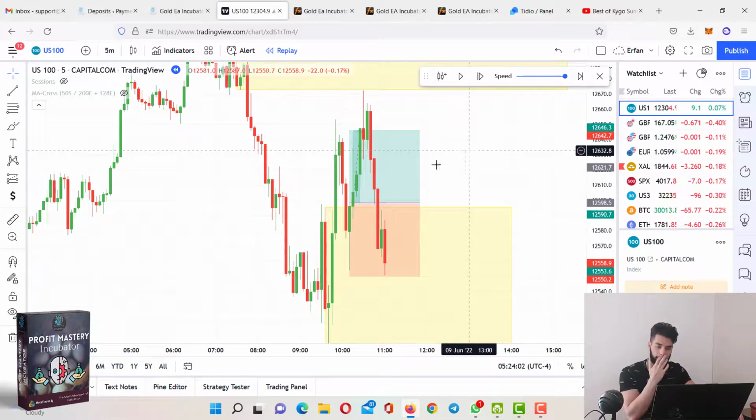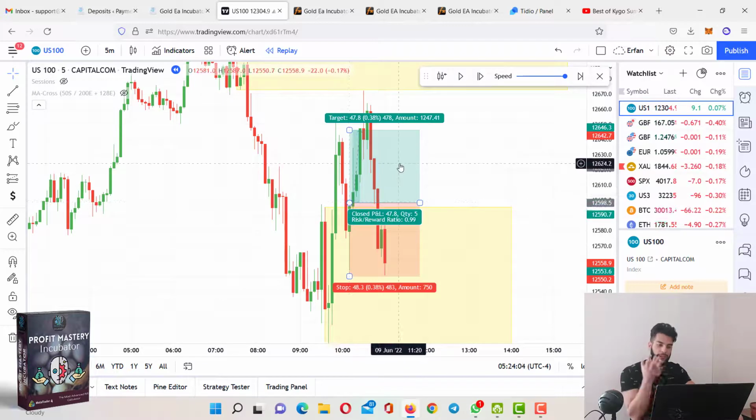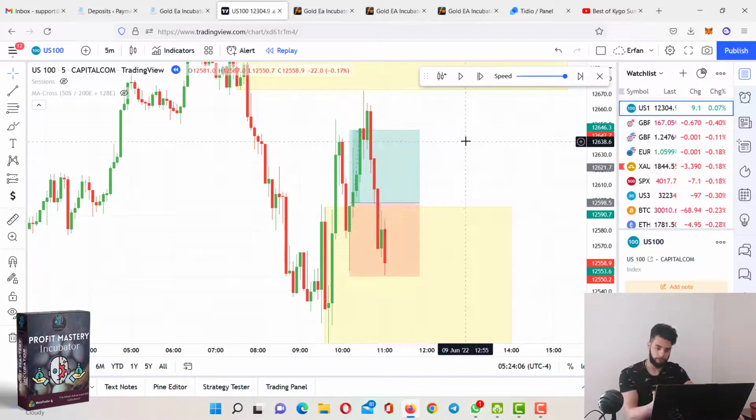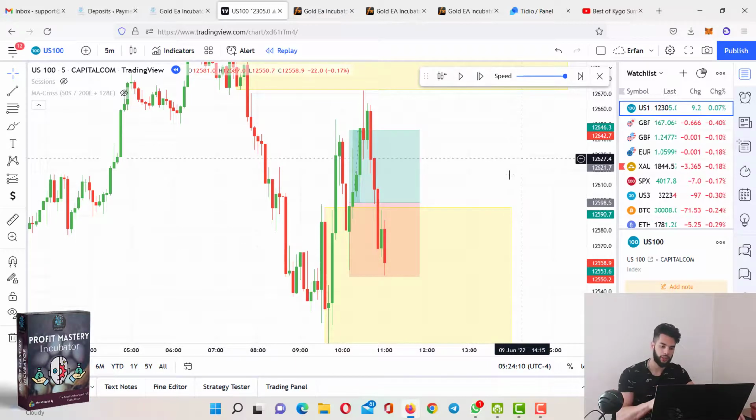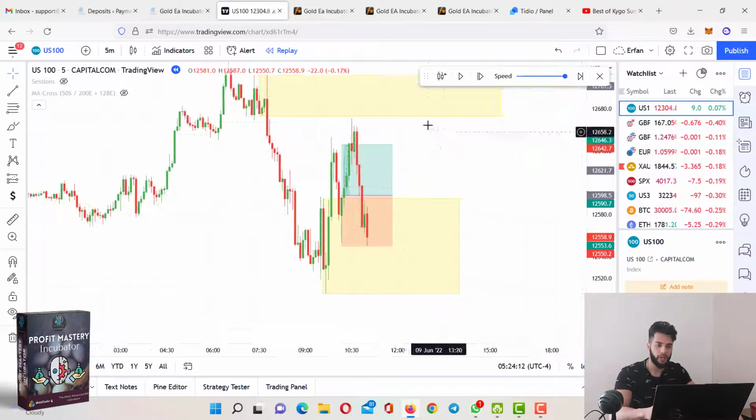So what I'm saying is that when you see such a candle inside a high probability demand zone, just put your buy stop, your stop loss here, your TP here, 1 to 1, get out of the market, you're good to go. So this is exactly what happened on NAS 100.